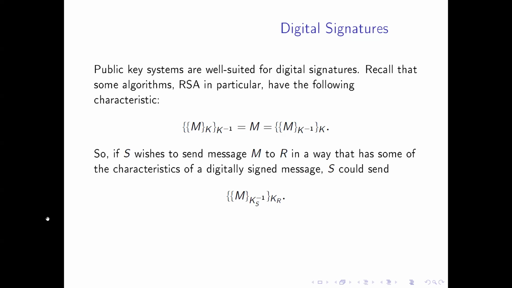So if S, actually, this is generally how digital signatures work. If S wants to send a message to R, one way to do that is to actually sign my message using my private key and then encrypt that. So take my message and run it through my private key and then encrypt that final answer via the public key of the person to whom I'm sending it. They can then use their public key.